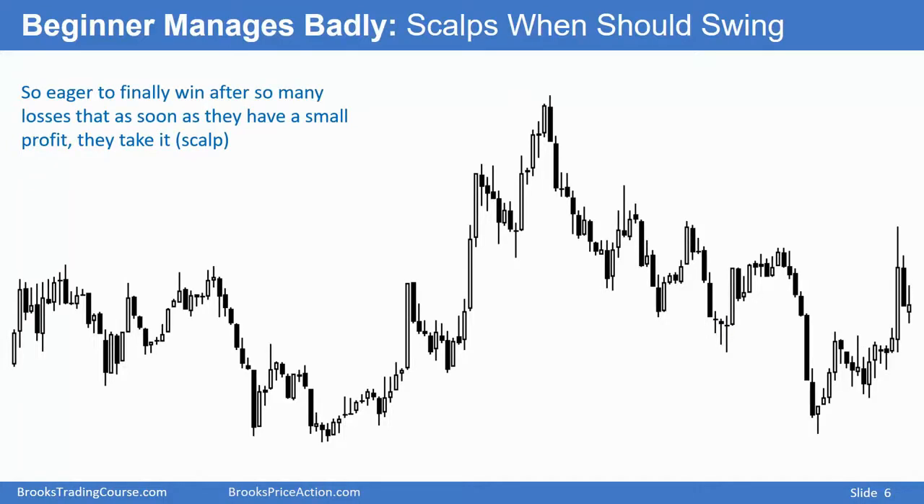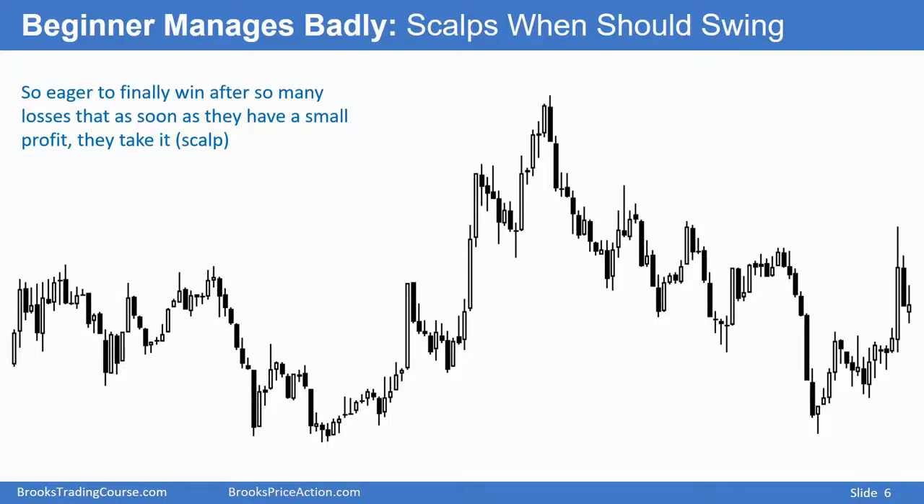Another problem that beginners face is they lose so often, they're taking low probability trades. That means they're probably going to lose, and that means they lose often. When they finally get a profit, they take it immediately, they scalp, forgetting that they need a big profit to offset all of their losses. So not only are they taking low probability trades, losing often, when they finally get a profitable trade, they scalp. Whenever you take a low probability trade, you need a very big reward to offset your low probability. That means you need a swing trade.